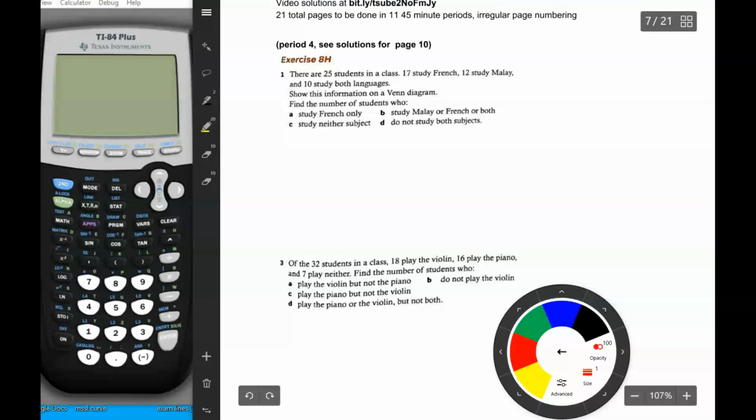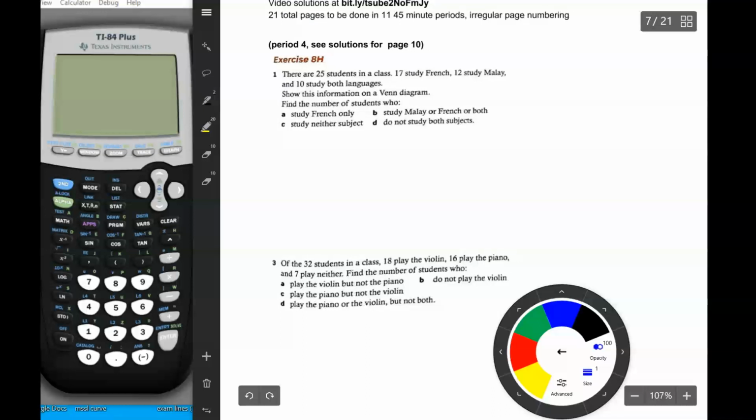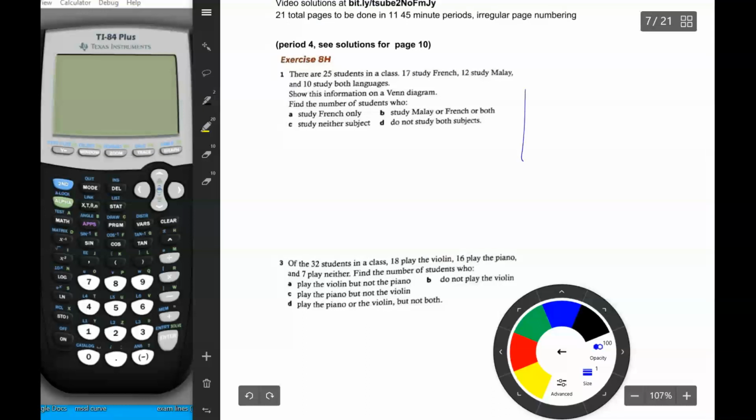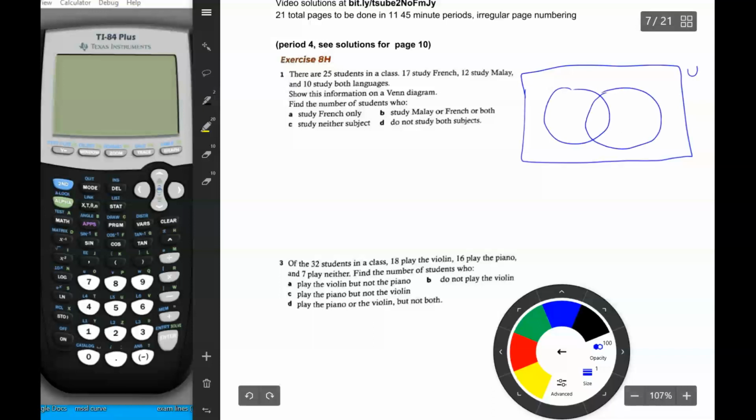Okay, so I'm going to first draw a blank Venn diagram, which has a rectangle to include everybody that's in the universe, and then it has two circles to signify each group. In this case, one of the groups is called French, and the other group is called Malay. And we know that 17 study French, 12 study Malay, and 10 study both languages.